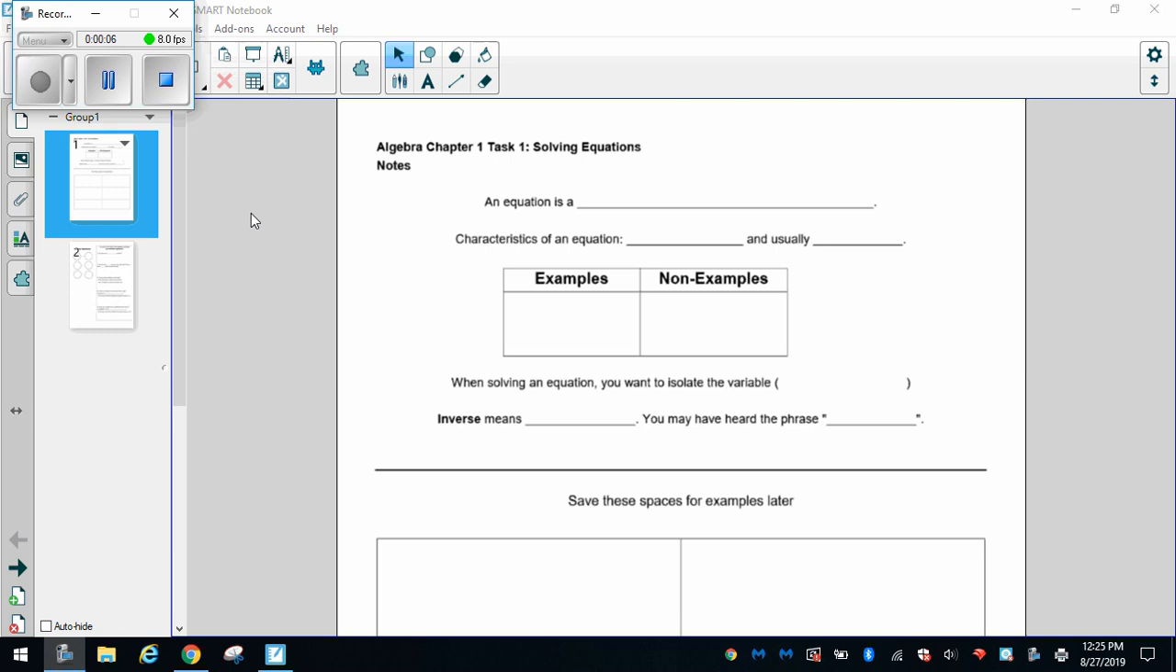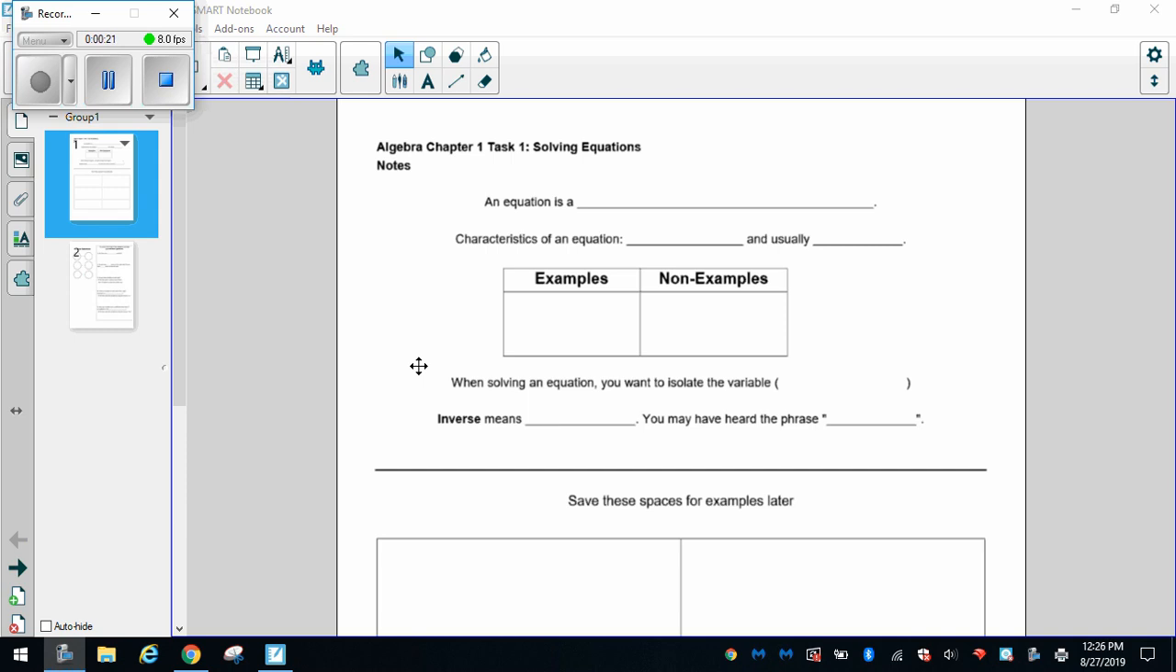Today you will be learning about solving equations, and you should have Chapter 1, Task 1 notes in front of you. Looks just like this. All right, so to begin, these are all fill in the blank notes, and if you need to stop and go back, please feel free to do so.